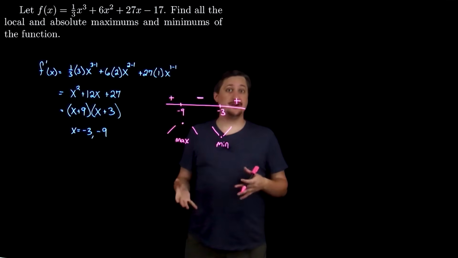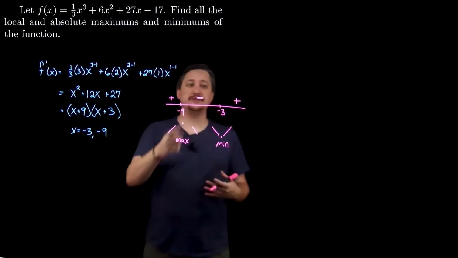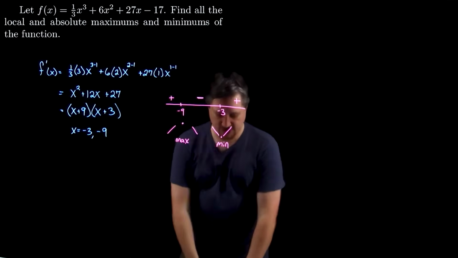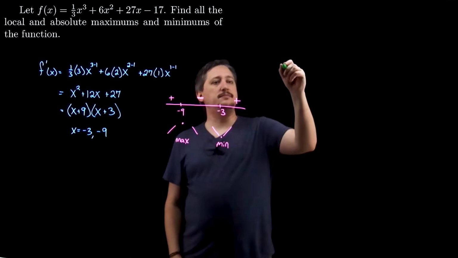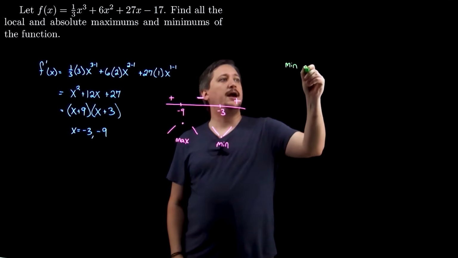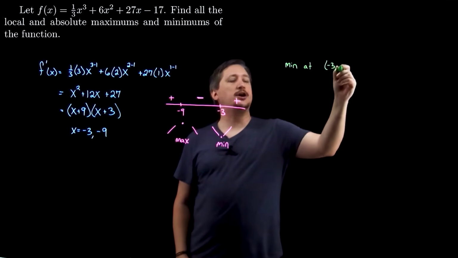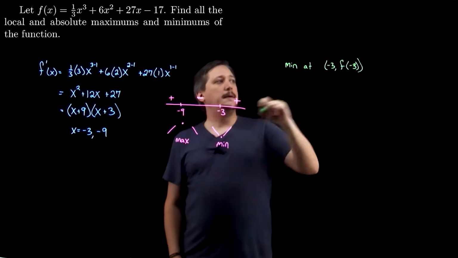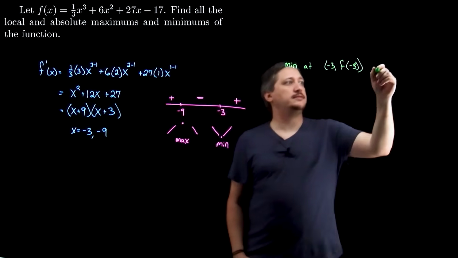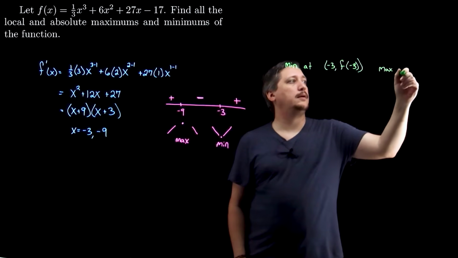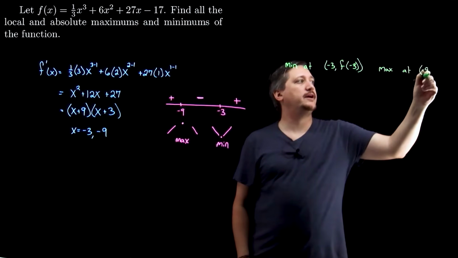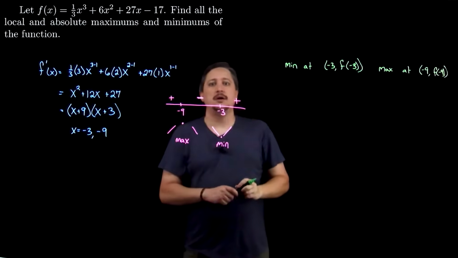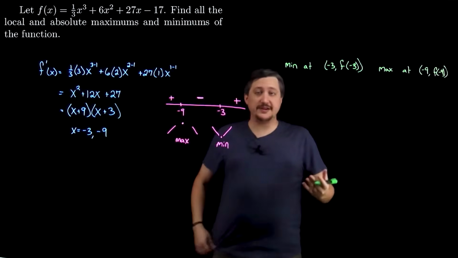So remember, I want to find all of the local and absolute max and mins, not just where they are, but what they are, right? So I have to actually plug these values in. So in particular, I'm going to have, in fact, I'll change my color again, a minimum at -3, comma, f of -3. And then I'm going to have a max at -9, comma, f of -9.